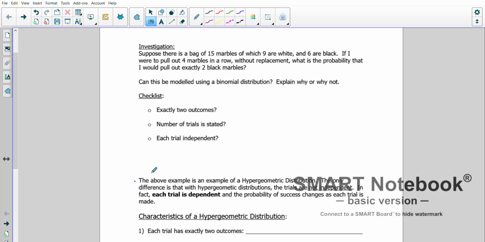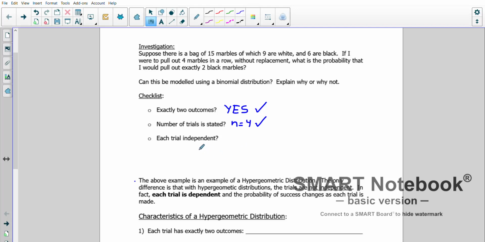So first we'll look at why this is not a binomial distribution like we saw in the last lesson. So are there exactly 2 outcomes when you pull out a marble? Yes, there is. It's either going to be black or white. Did they specify the number of trials? They did. You are pulling out 4 marbles. A success would be pulling out a black marble, and a failure would be pulling out a white marble.